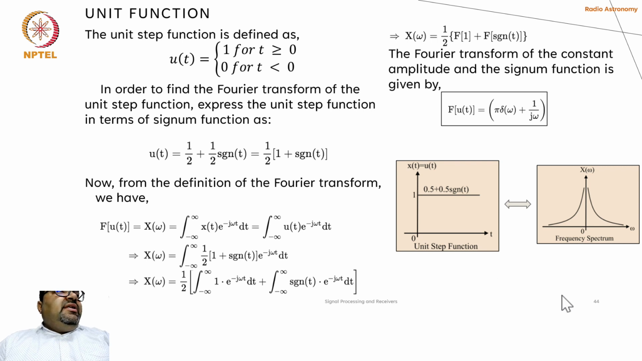Another one is the unit step function. It's 1 for t greater than or equal to 0 and 0 for t less than 0. So this is the plot of that function. If you do the Fourier transform, it goes to F of u of t equal to pi delta of omega plus 1 over j omega. So it looks something like this.